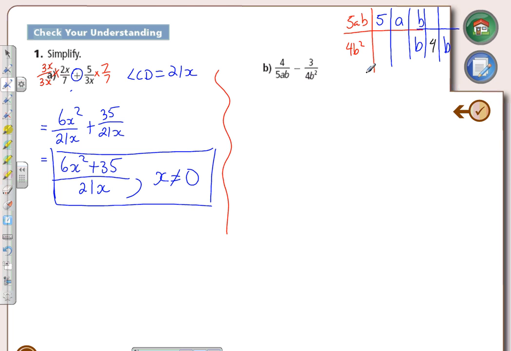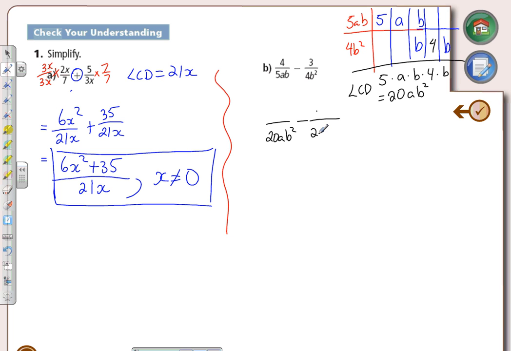Now I've got my LCD here of 5 times a times b times 4 times b, which is 5 times 4, 20, a, b squared. There's my LCD. So coming back into here, I need 20ab squared minus 20ab squared for the denominators. Now let's work the numerators. What was the first fraction missing? It was missing that one and that one. So that's what I'm going to multiply it by, a 4b.